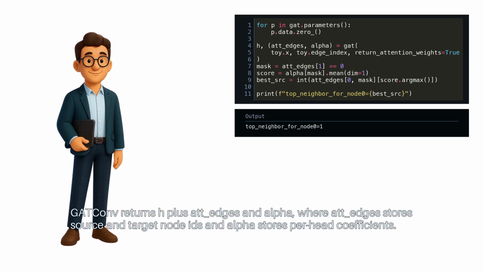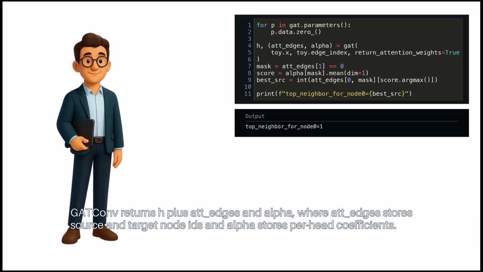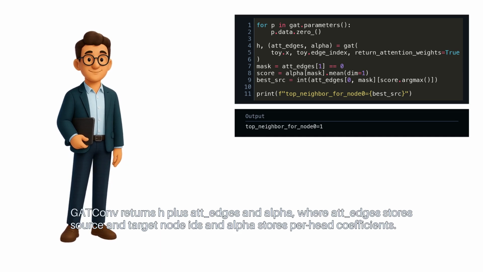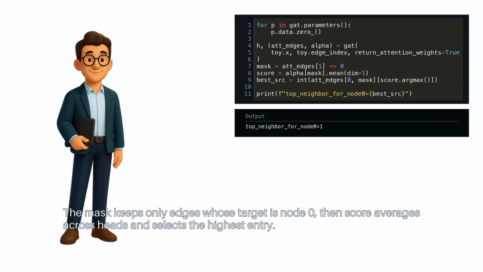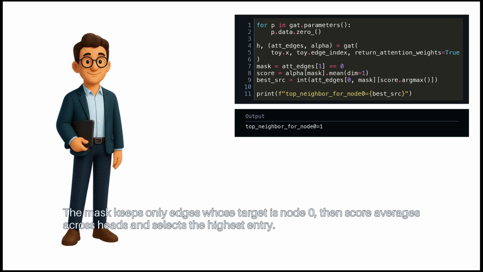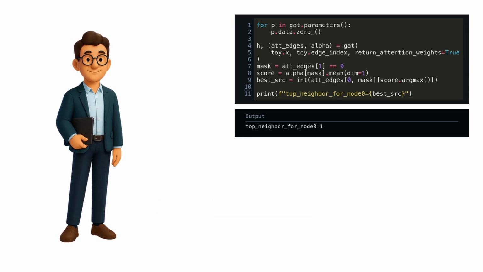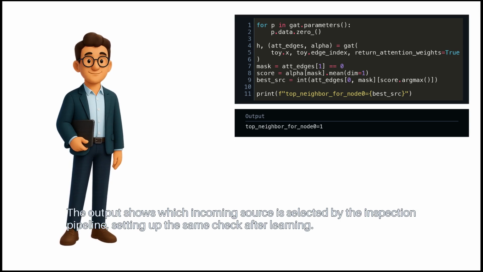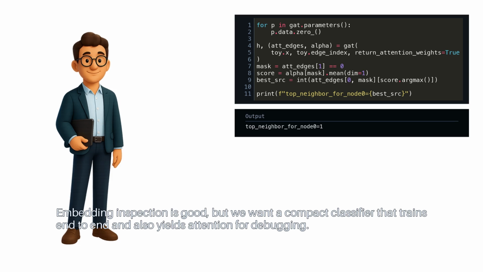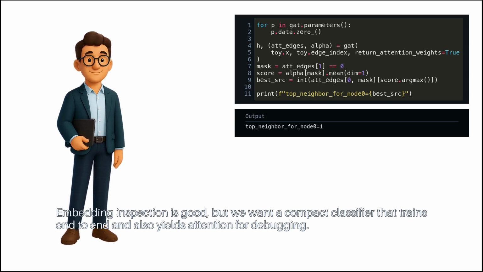GATConv returns h plus a tuple of edge_index and alpha, where edge_index stores source and target node IDs, and alpha stores per-head coefficients. The mask keeps only edges whose target is node 0, then the score averages across heads and selects the highest entry. The output shows which incoming source is selected by the inspection pipeline, setting up the same check after learning. Embedding inspection is good, but we want a compact classifier that trains end-to-end and also yields attention for debugging.